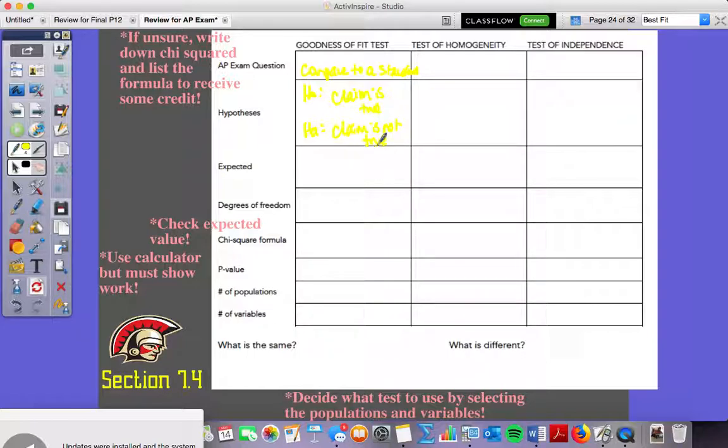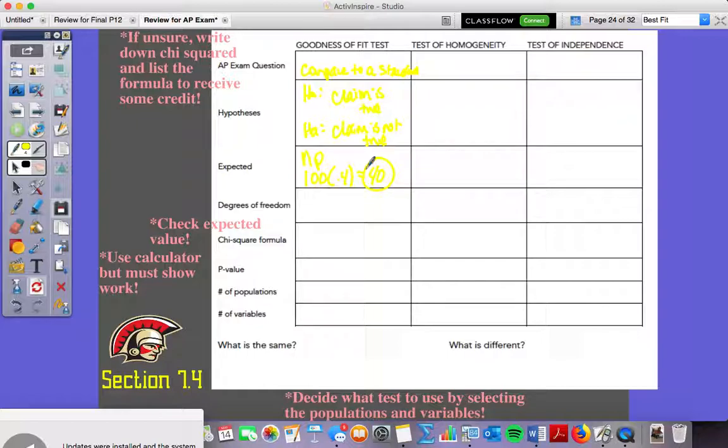The expected would be the n times p, so the sample size times the proportion, and we would do that for each. So if I say there's 40% red in the package, and that's the claim, the expected amount would be 40, and say we have 100 gummy bears in our sample size, we would do 100 times 0.4, and we would expect that there would be 40 red gummy bears.